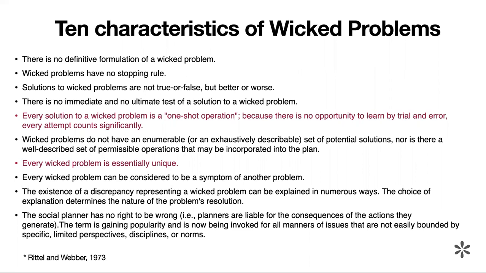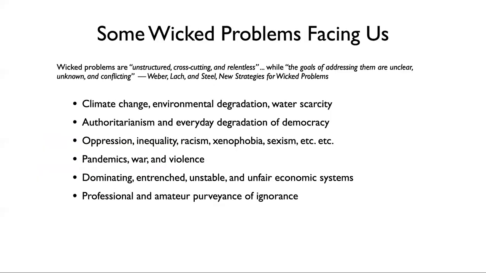There are more characteristics and there are fewer, and there are ones I don't agree with, for example the ones I haven't read. Every wicked problem is essentially unique. If every wicked problem was unique, we wouldn't be able to make any progress on any of them, because we can't build. So that's for another day. But these are their original 10 characteristics, which I think are quite important and good.